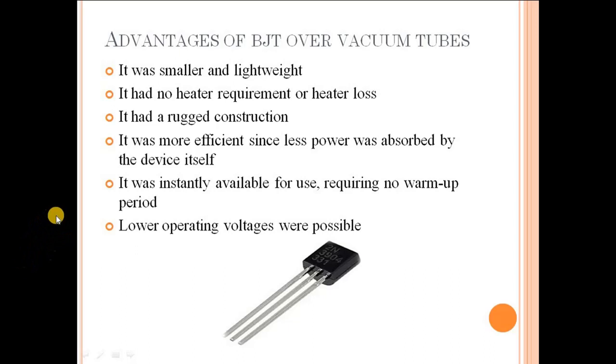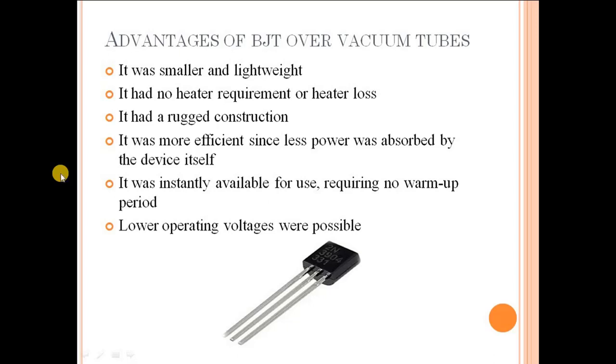So let us discuss what were the disadvantages of those vacuum tubes. The vacuum tubes were larger devices, much bulkier devices. Secondly, the vacuum tubes had a cathode which had to be heated before pushing them into operation. So every time the vacuum tube was to be used, the cathode needed to be heated up so that it could ooze out electrons. So there was a large amount of power loss to heat up the cathode.